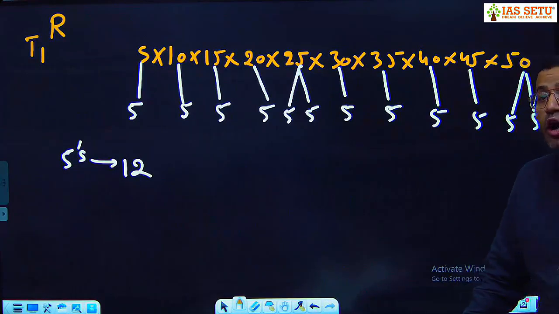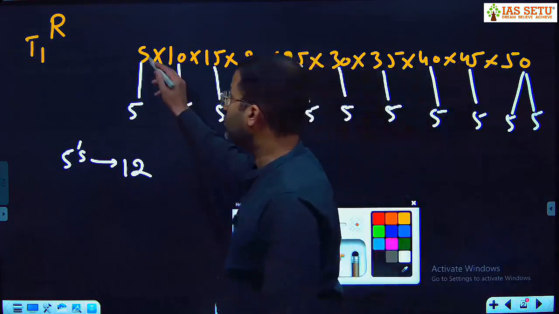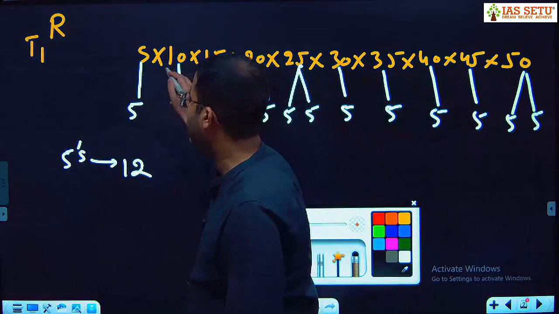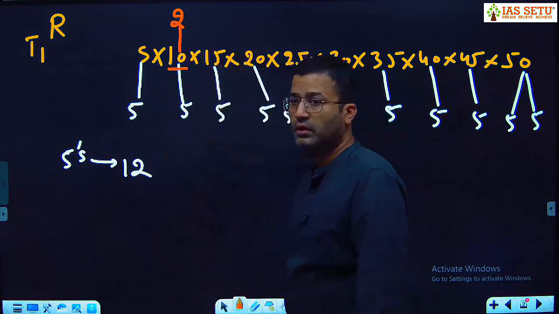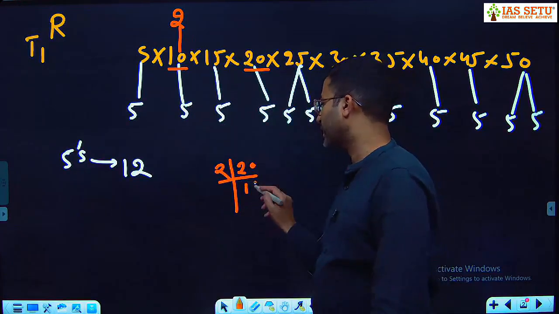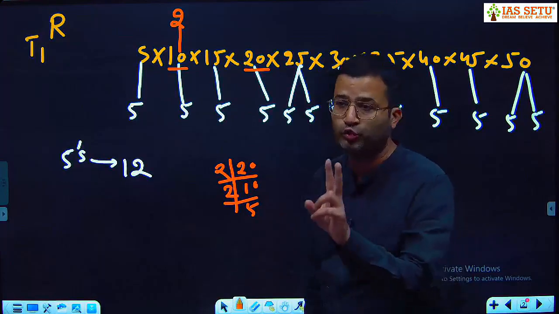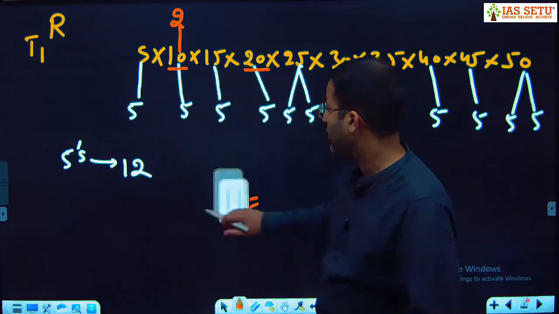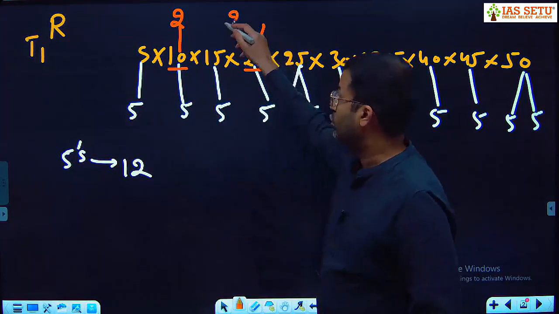Then we have to check how many 2s are there. So can you see in this 5 there is 2? No. 10 में कोई 2 है? Yes. So there is 1 2. What is 20? If you break 20, you take 2 common 10, you take 2 common 5. How many 2s are there in 20? 2. Because 20 is 4 into 5, and 4 means 2 into 2. So there are 2 2s.